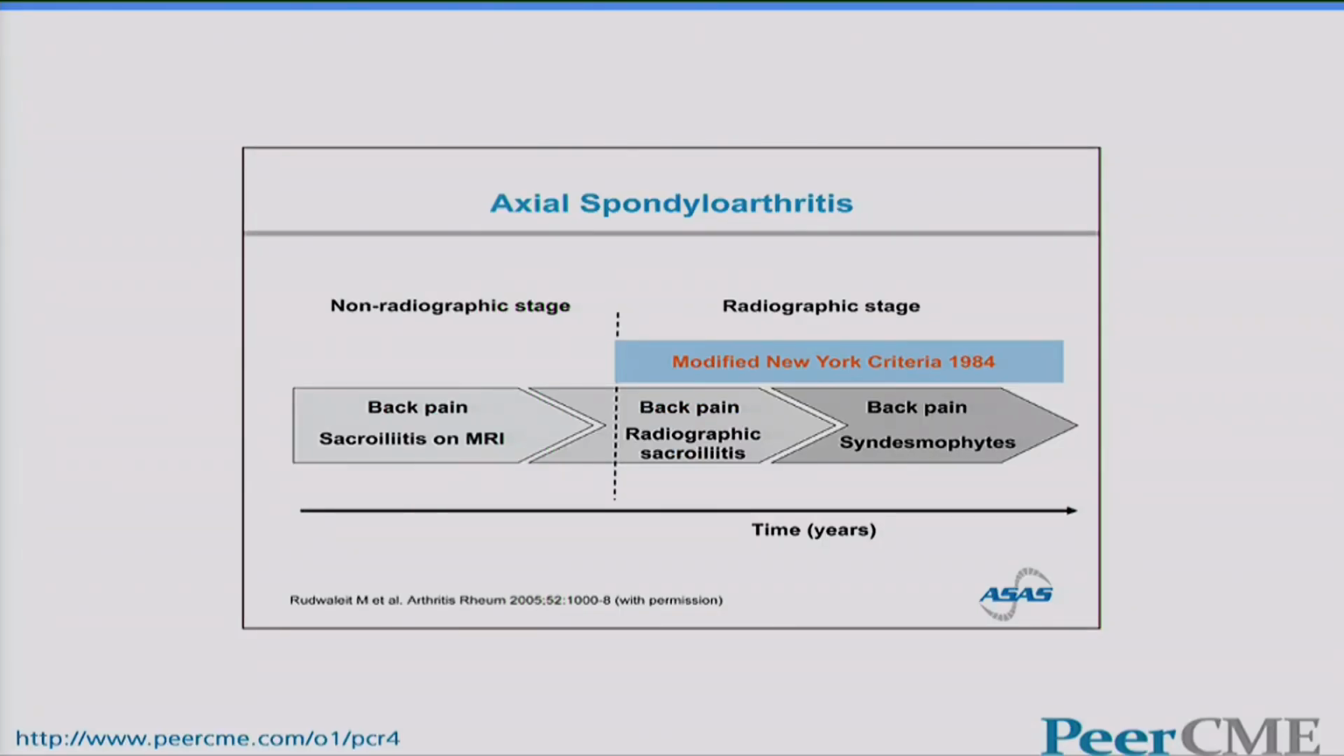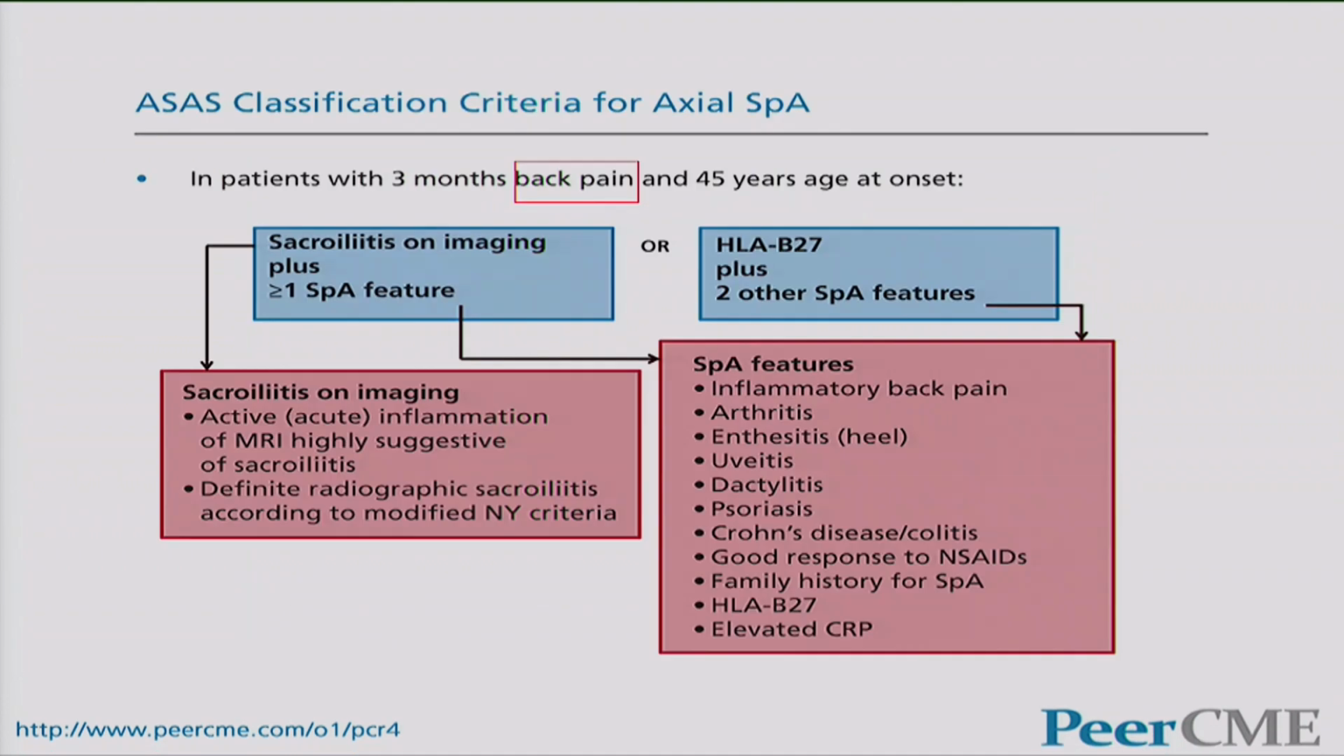And this is basically that. So the non-radiographic stage is the stage we are most interested in. The patient has a lot of features of SPA, but the sacroiliitis can only be demonstrated on the MRI, not on the plain X-ray. But as the disease progresses, you have other changes, including syndesmophytosis, and it becomes radiographically evident. And if you are using the older classification criteria, it can be correctly labeled at that stage as ankylosing spondylitis.